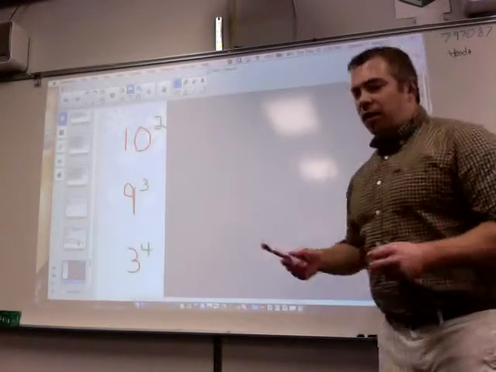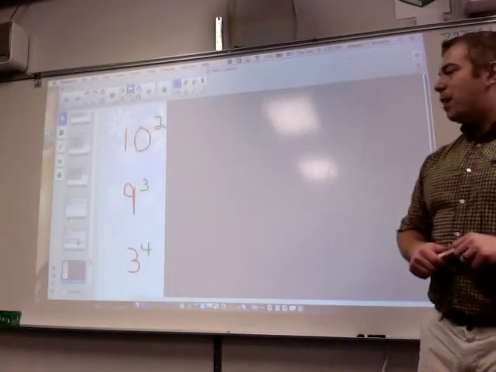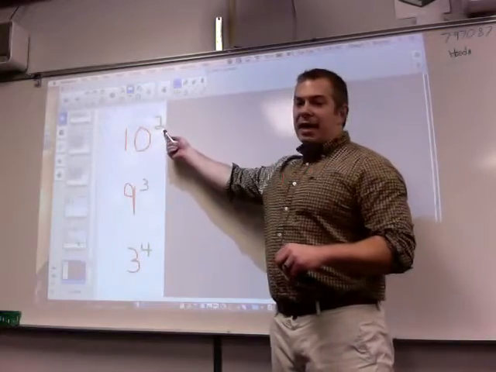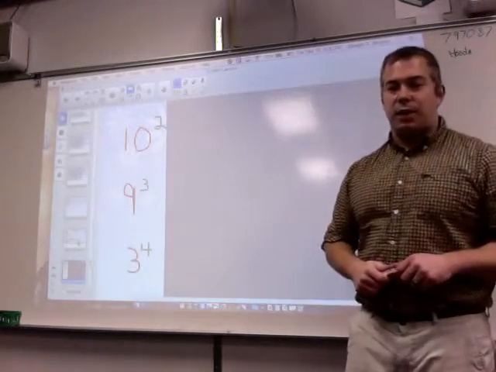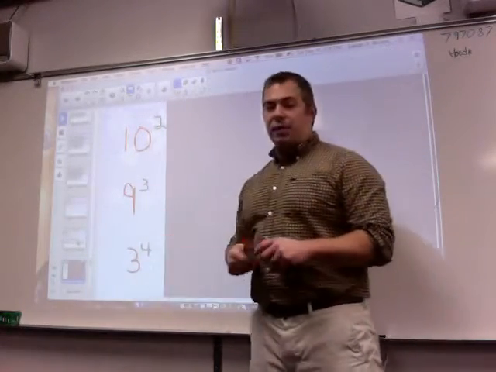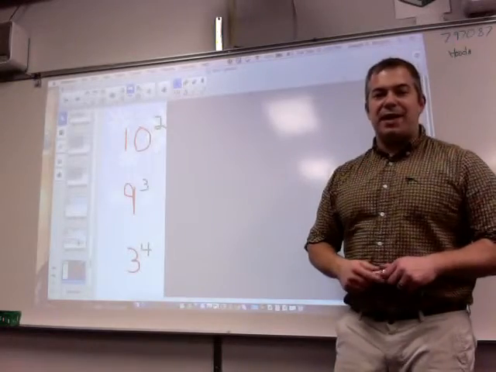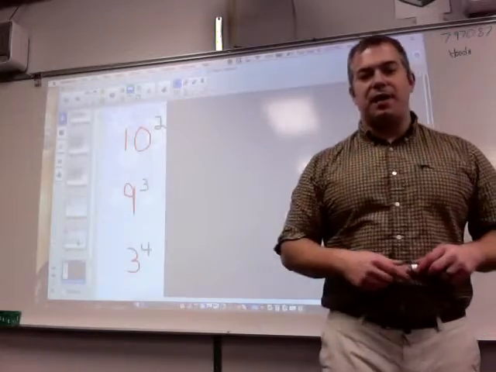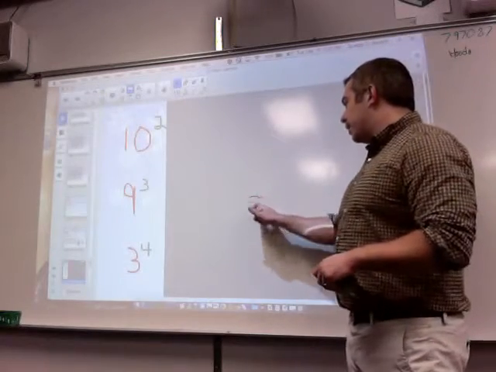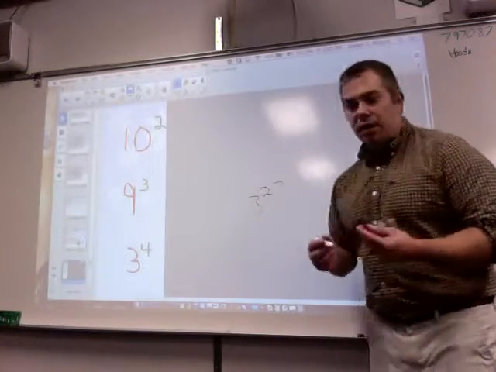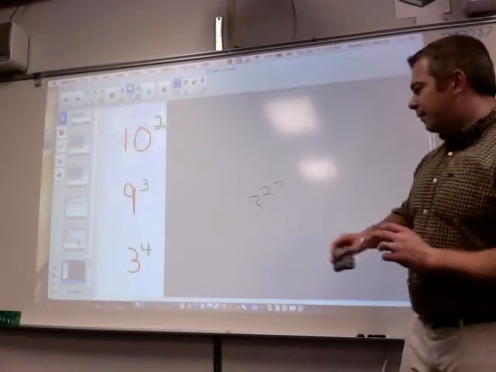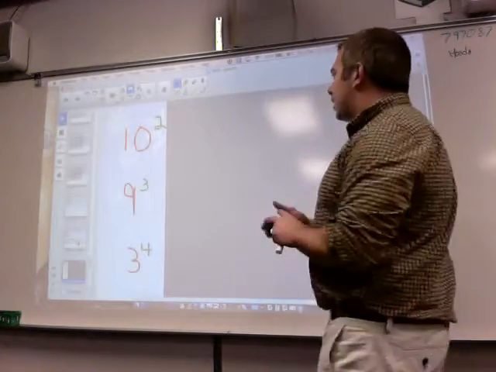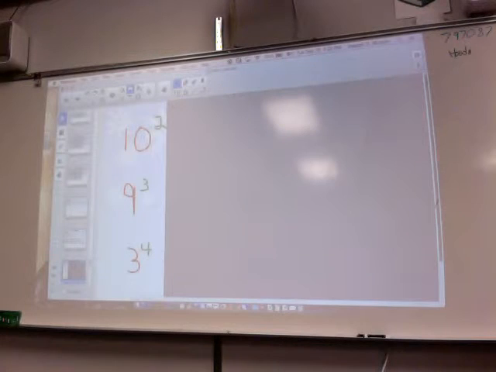I have a couple of exponents and powers right here. I have 10 to the second power, or we like to say 10 squared. I have 9 to the third power, or I would rather you say 9 cubed. And I also have 3 to the fourth power. Once you start getting higher numbers, like 3 to the 27th power, it'd be like that, but we won't get into that kind of stuff just yet. So let's take a look at what that really means.